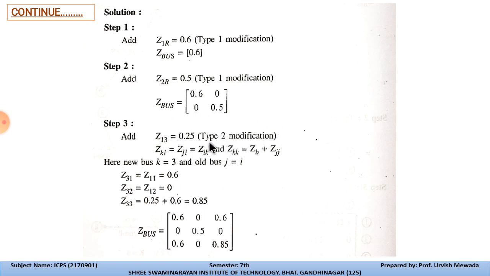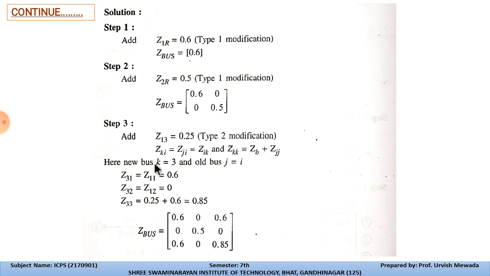Already we discussed type 1, type 2, type 3, and type 4 modifications in the ZBus algorithm. So Zki is equal to Zji and Zik. So Zkk is equal to Zb plus Zjj. Over here we can see that these are the connections between the links and the bus itself.